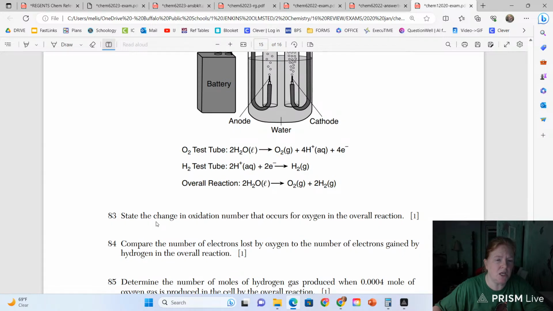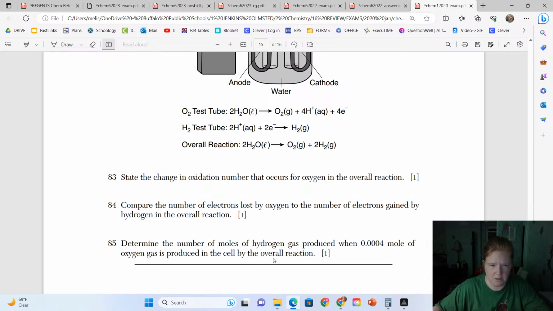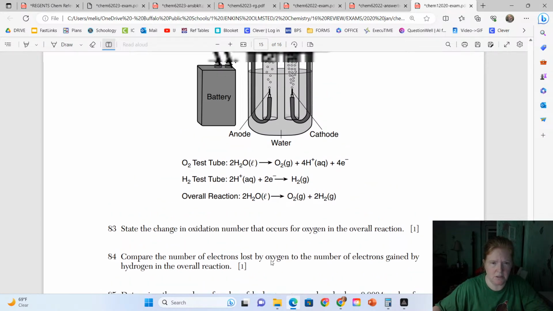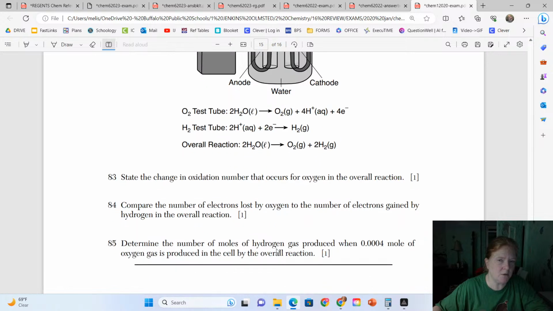State the change in oxidation number that occurs. So this one is electrolytic, which I don't necessarily like. I'm going to do these questions here, but I'm going to find one that's not electrolytic because that's the more common one. In both of them, electrons go through the wire. So I'm going to find an example of voltaic as soon as I do this one.